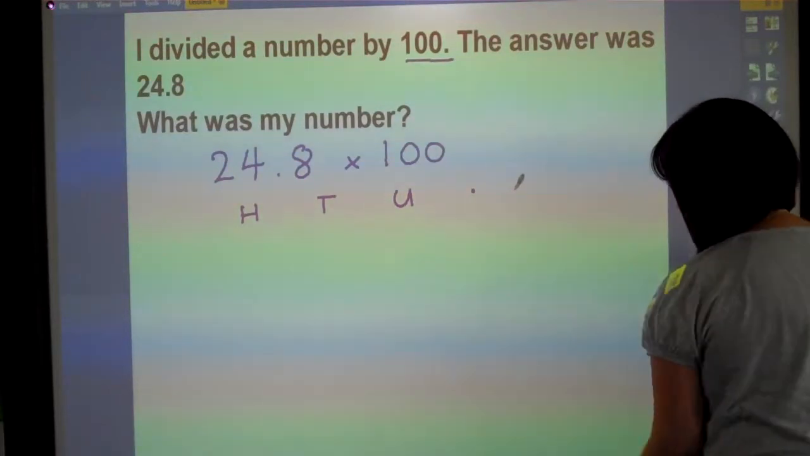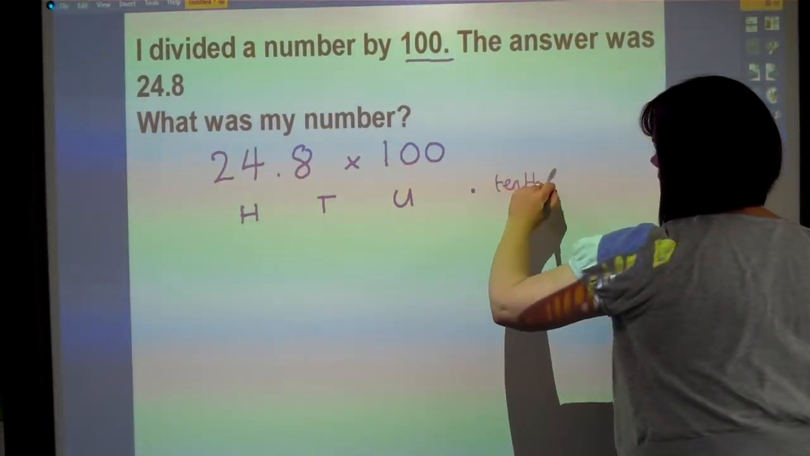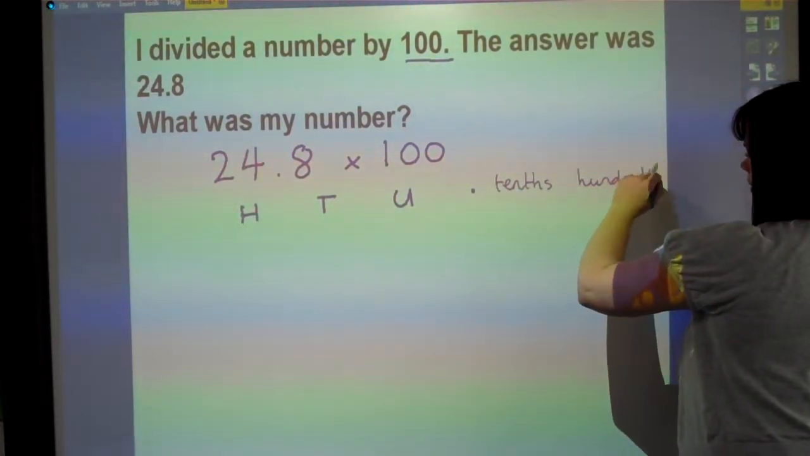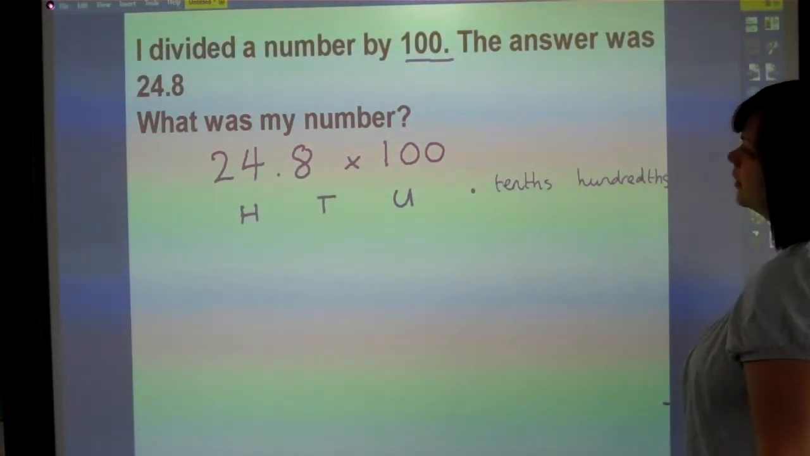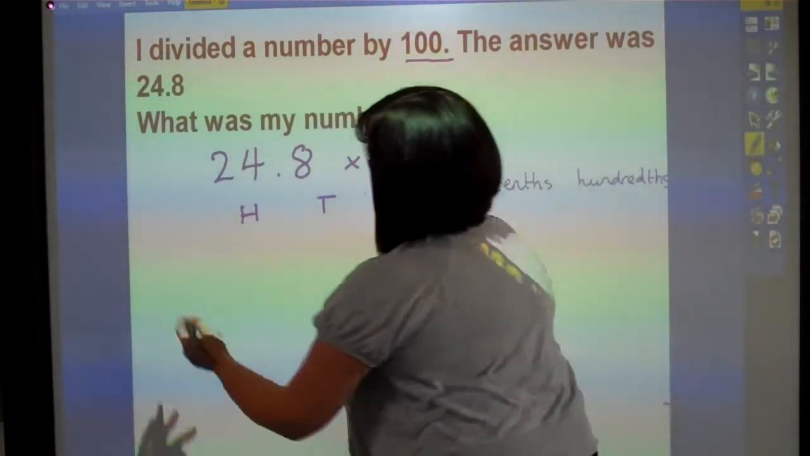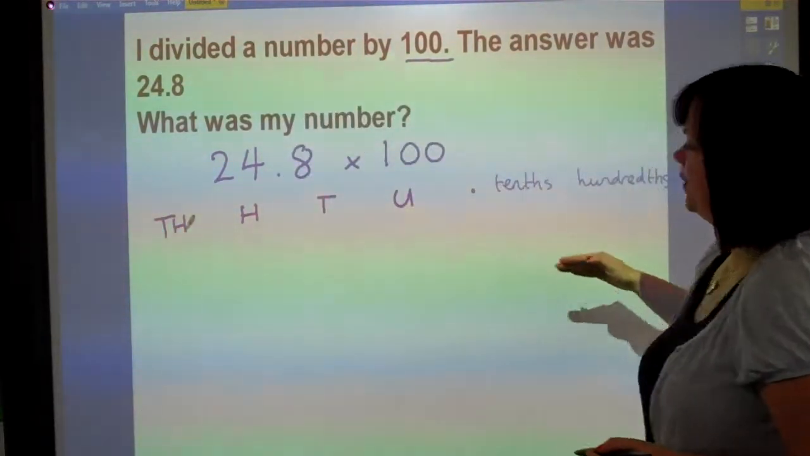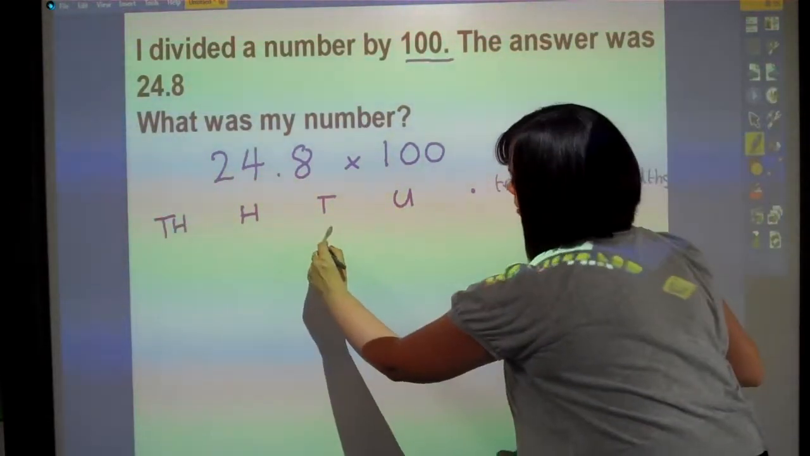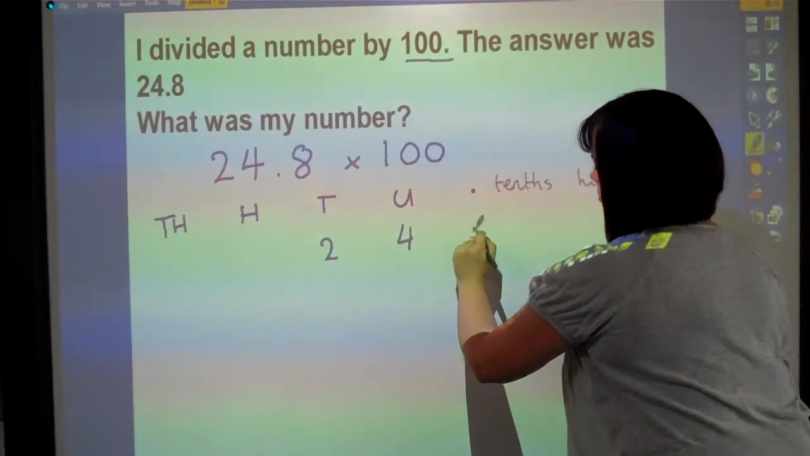After that we have the tenths, the hundredths. I'll put the thousands in as well. So this is a place value grid, and I can put my 24.8 into the grid: 20 in the tens, 4.8.